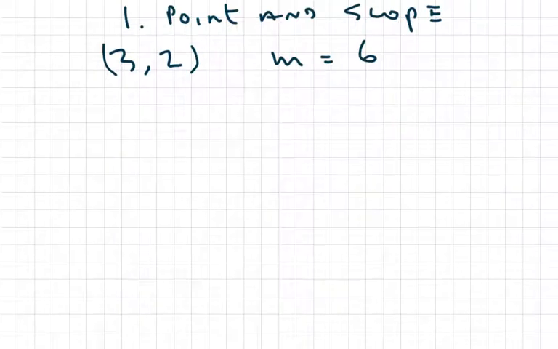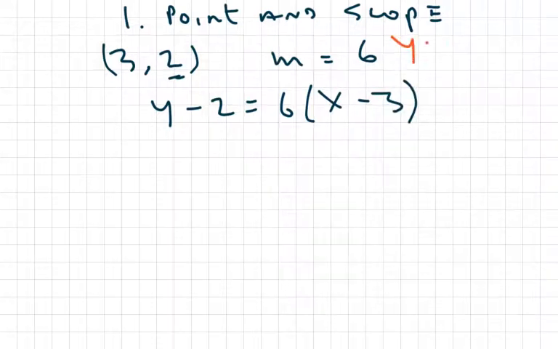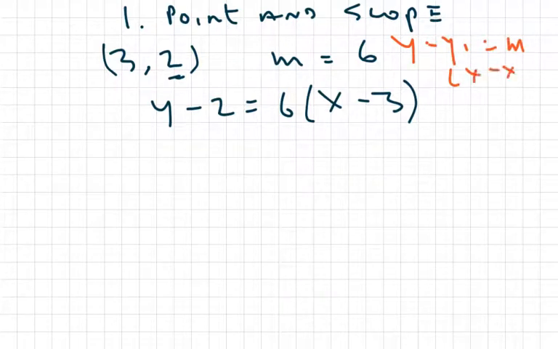Okay, so the equation of this line is y minus y1, where y1 is equal to 2, is equal to m, where m is equal to 6, times x minus x1, where x1 is equal to 3. This formula is in the formulas tables book. So y minus y1 is equal to m into x minus x1. That formula is in the formula tables. You should have a look at it before the test, make sure you know where it is.